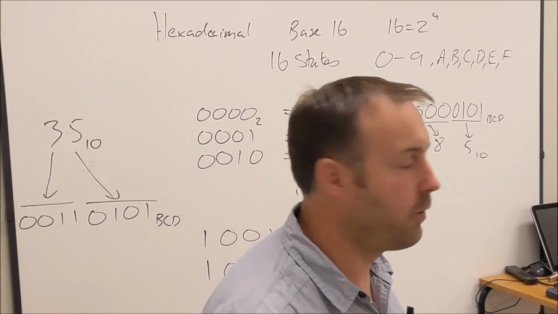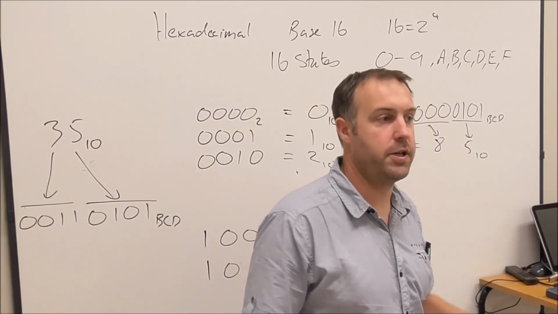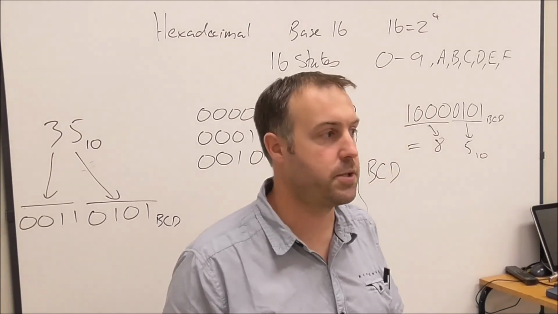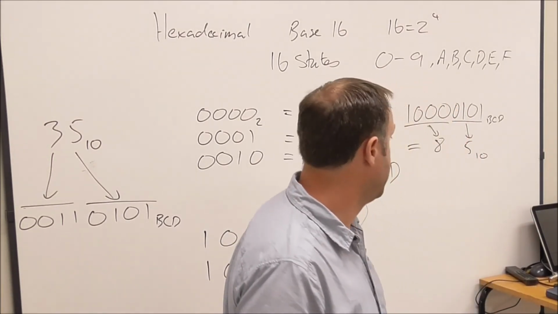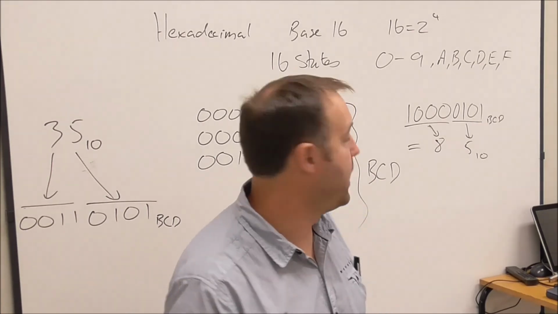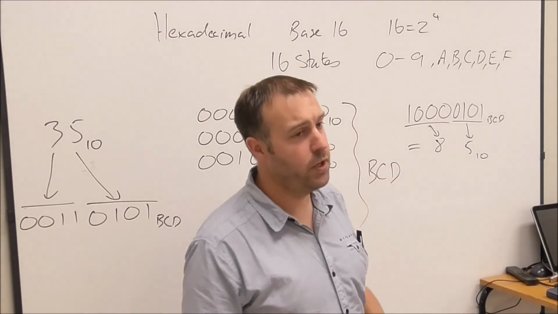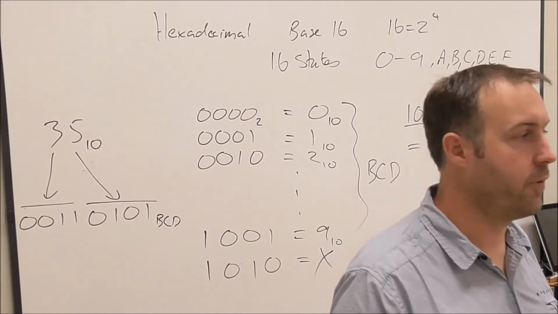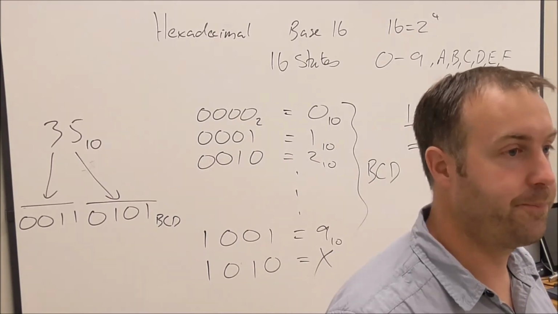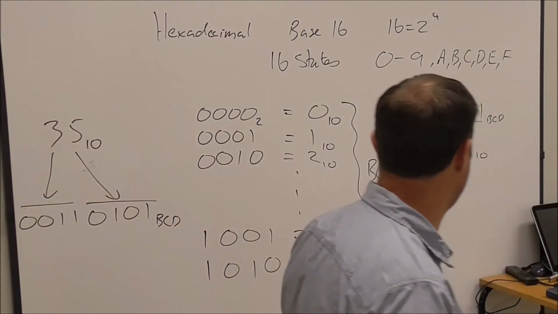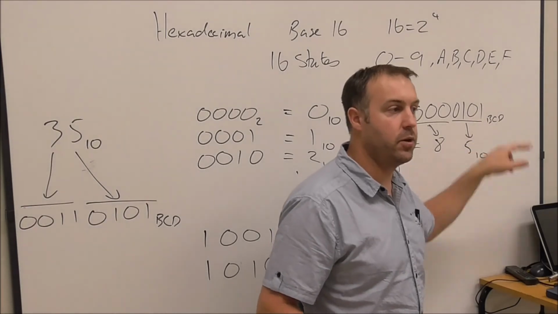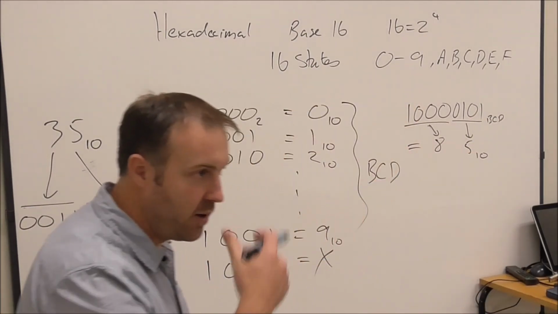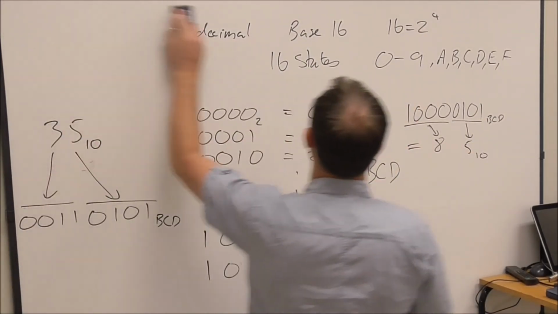Okay? And if I had a 3-digit binary coded decimal value, like 185, then I would have 12 bits, and that is going to be very, very different from the binary equivalent. Right? So you must state what base you're using. BCD, binary coded decimal. I'll write that down.